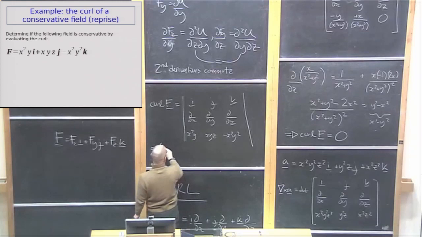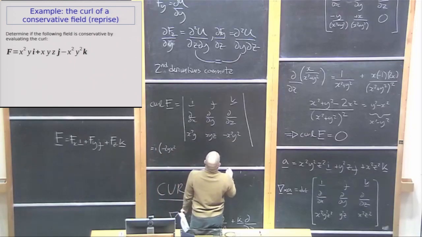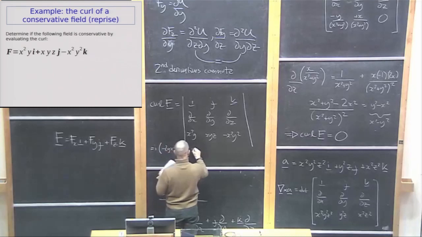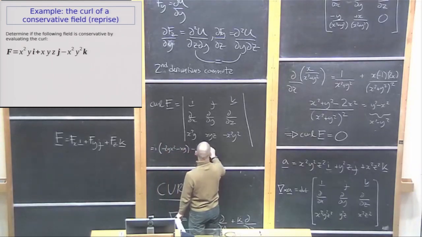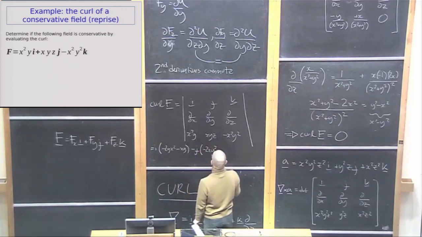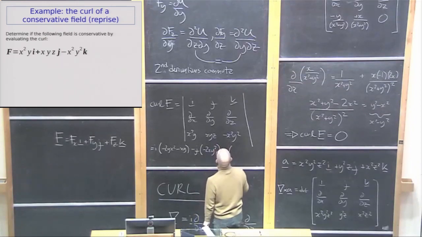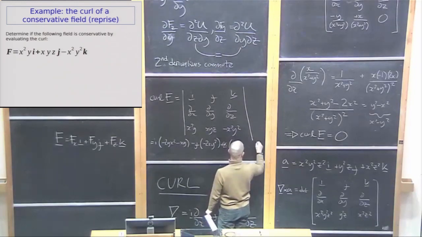I times minus 2y x squared minus nothing plus k. Some things in here.